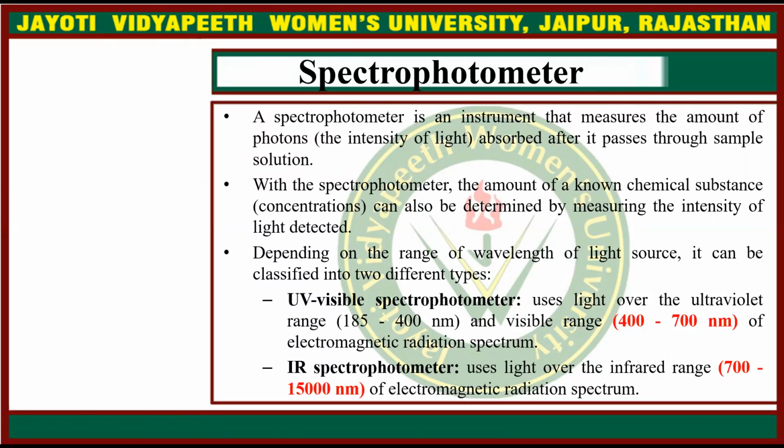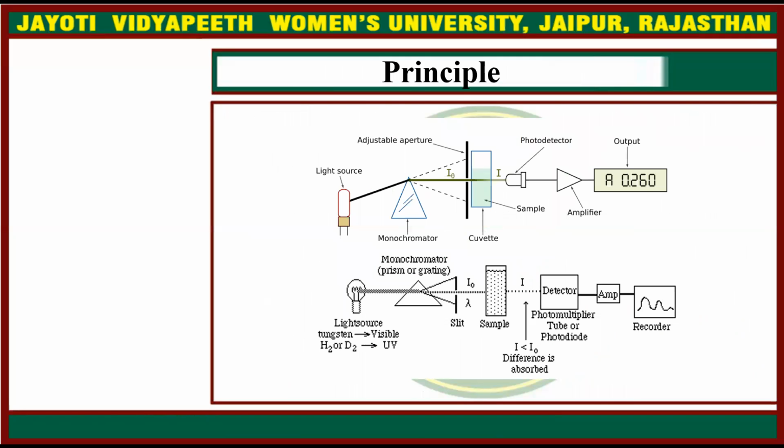The UV visible spectrophotometer uses light over the ultraviolet range of 185 to 400 nanometers, and the visible range is 400 nanometers to 700 nanometers of the electromagnetic radiation spectrum. The IR spectrophotometer uses light over the infrared range of 700 nanometers to 15,000 nanometers of the electromagnetic radiation spectrum. Then this is the principle of spectrophotometer.